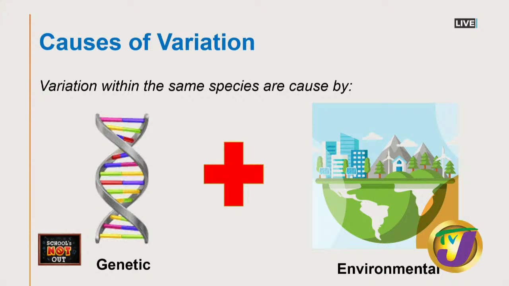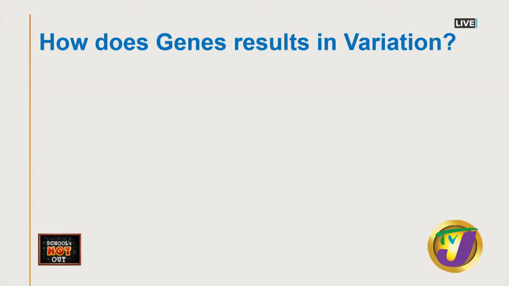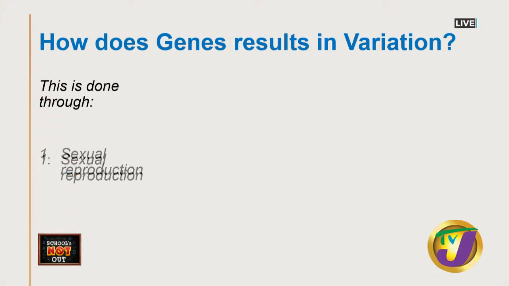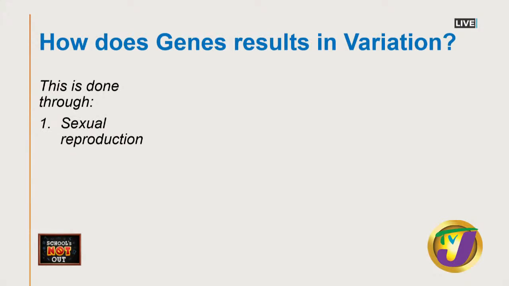Now, even though the environment plays a key role, it is very imperative to note that in most cases, it is our genes that control most of the expression, because our genes dictate the type of proteins that are produced on a day-to-day basis. So how do our genes result in variation? This is done in two ways. The first is through sexual reproduction.